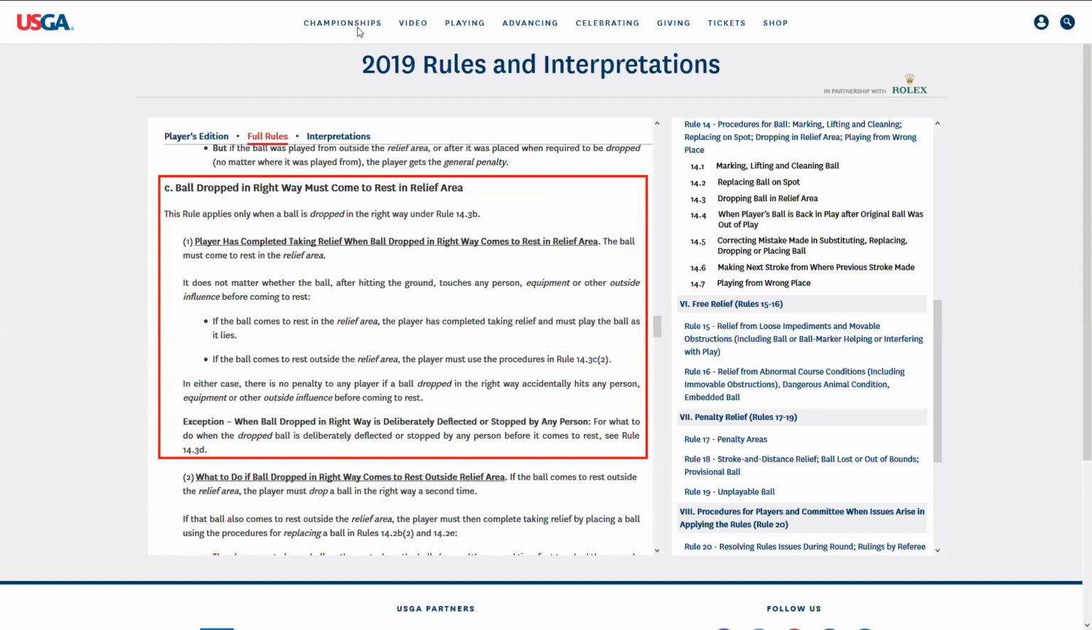So take the panel here, panel number 2. The person drops from knee height. It lands in the relief area. It rolls out of the relief area. It hits the player's shoe, and it rolls back into the relief area. So the first question, has she dropped in the right way? Yes. Is there any penalty if she then plays her ball? No, there's no penalty, even though it has hit her foot, because it hit the foot after the ball has hit the relief area.